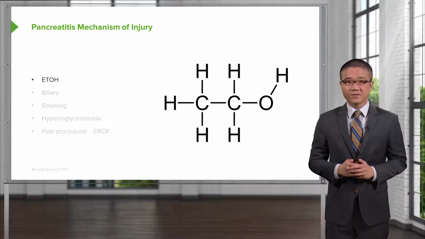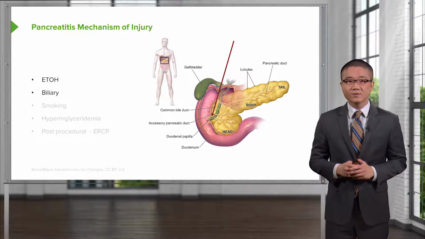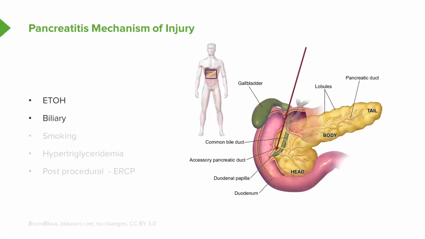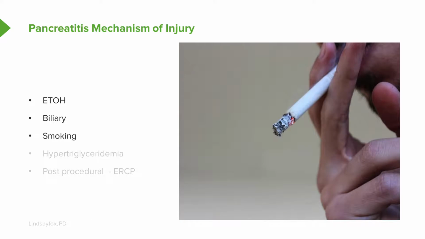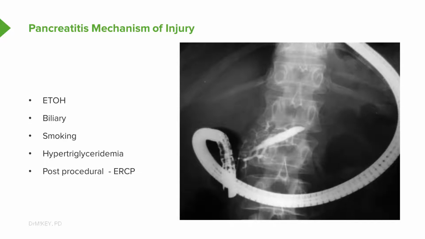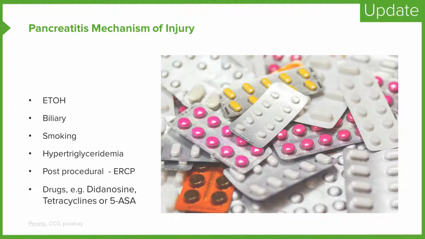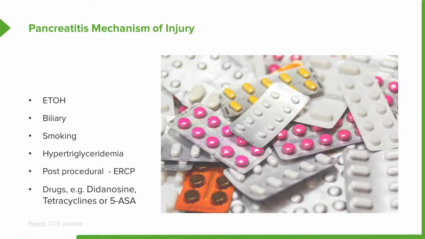It is not completely understood why alcohol causes acute pancreatitis. For biliary diseases, specifically gallstones, the gallstones can escape the gallbladder and obstruct the common bile duct, specifically at the confluence of the pancreatic duct and the common bile duct. This leads to obstruction of the pancreatic ducts and autodigestion and destruction of the pancreas. There's also an association of smoking, hypertriglyceridemia, and of course, post-procedural. In this image, you see an ERCP, as discussed previously in other lectures. Another risk factor is the usage of different drugs, such as didanosine, tetracyclines, or 5-ASA.